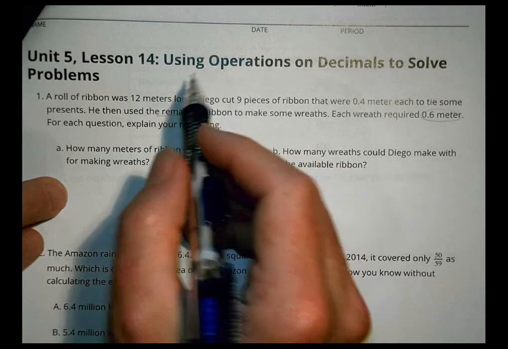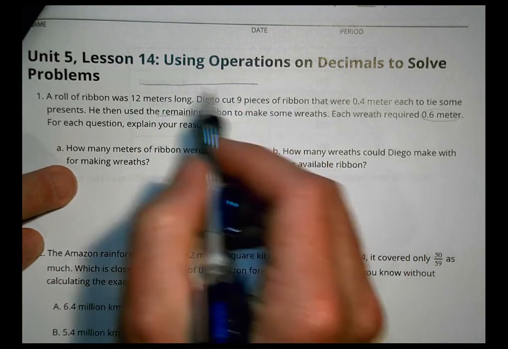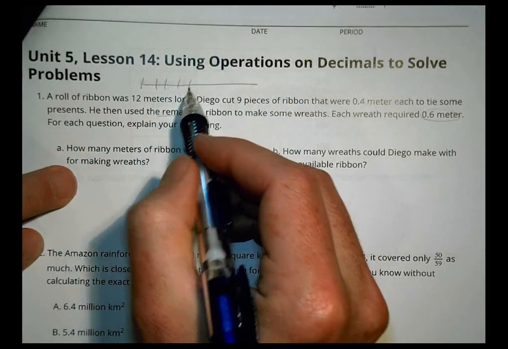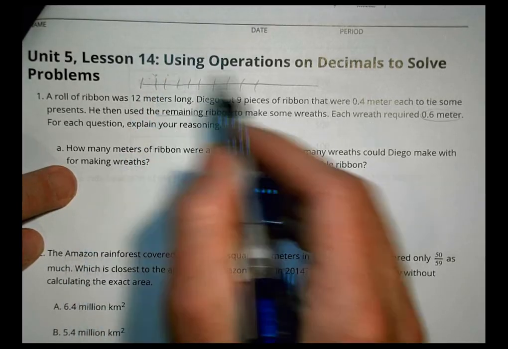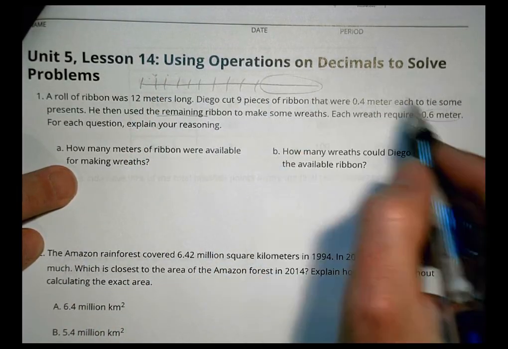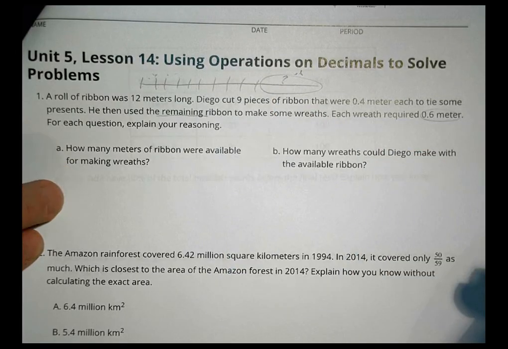So a lot going on here. We have 12 meters of ribbon. He cut 9 pieces, right? He cut 1, 2, 3, 4, 5, 6, 7, 8, 9 pieces there that were 0.4 each. Then he had some left over. He wanted to make some wreaths. Each wreath is going to be 0.6, so how many times could he chop that up?